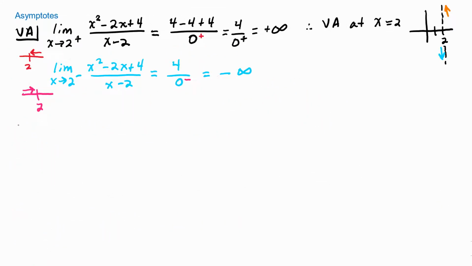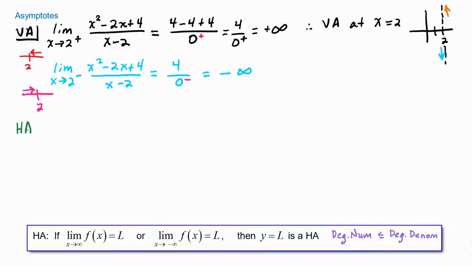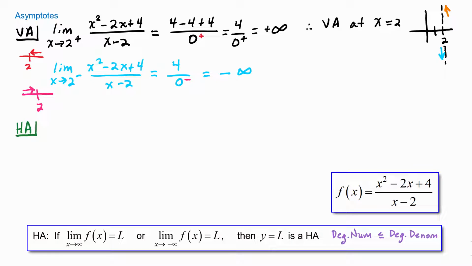Next, we will check for horizontal asymptotes. And remember, the condition we need is for the degree of the numerator to be less than or equal to the degree of the denominator. But in our case, the degree of the numerator is 2, the degree of the denominator is 1. So for horizontal asymptotes, we are going to say none, because the degree of the numerator is greater than the degree of the denominator.